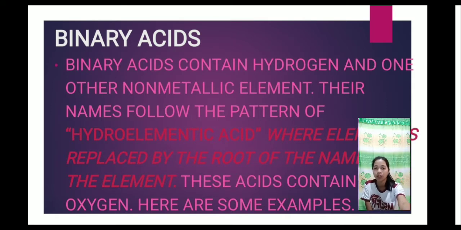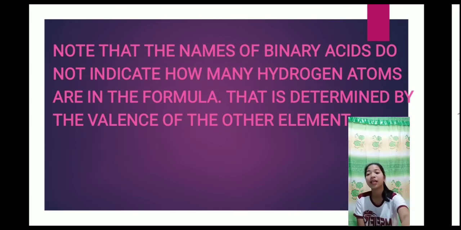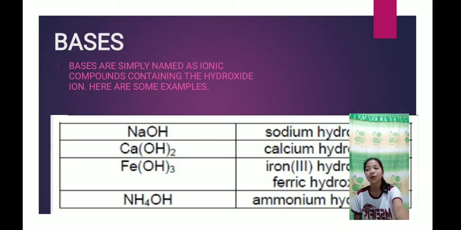At narito yung mga example. Binary acids: HF, hydrofluoric acid; H2S, hydrosulfuric acid; HBr, hydrobromic acid. So note, the names of binary acids do not indicate how many hydrogen atoms are in the formula. That is determined by the valence of the other element. Bases. So itong bases ay nilalagyan ng pangalan as ionic compounds na nagko-contain ng hydroxide ion. At narito po yung mga example.